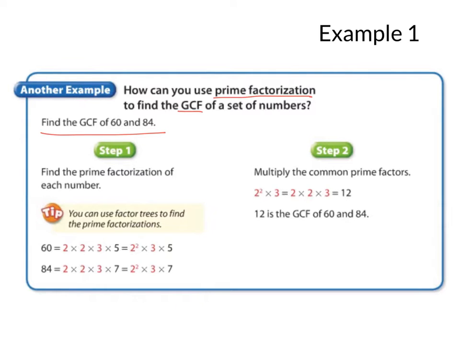And in common, I'm going to circle the ones they have in common. They both have a 2, and they both have this 2. They both have this 2, and they both have another 2. They both have a 3, and they both have 3. But they do not both have a 5 or a 7, so I can't circle those.